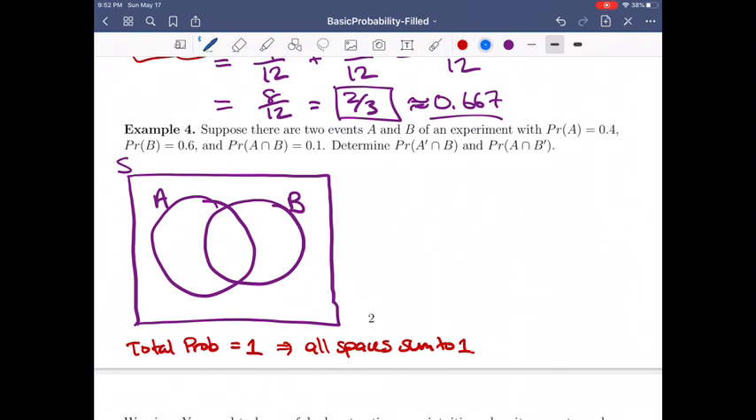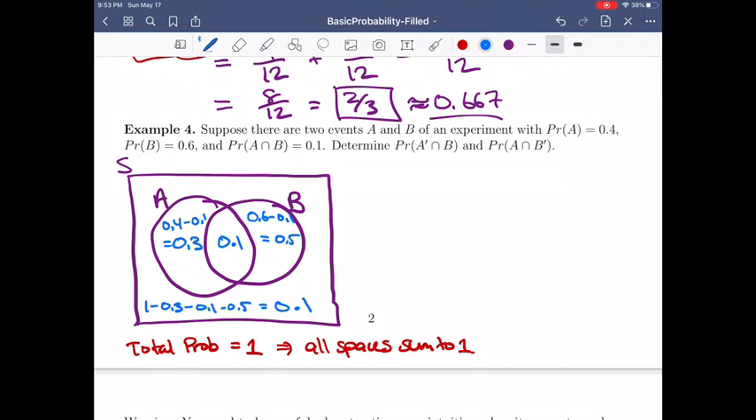So start in the middle. The probability we're in the middle of A and B is going to be 0.1. Now I know that the total A circle should add to 0.4, so this leftover space should be 0.4 minus 0.1, or 0.3. The total B circle adds to 0.6, so on this space here I'm going to have 0.6 minus 0.1, or 0.5. And on the outside, I'm going to have 1 minus all these other bits, so 1 minus 0.9, which gives 0.1 on the outside as well.